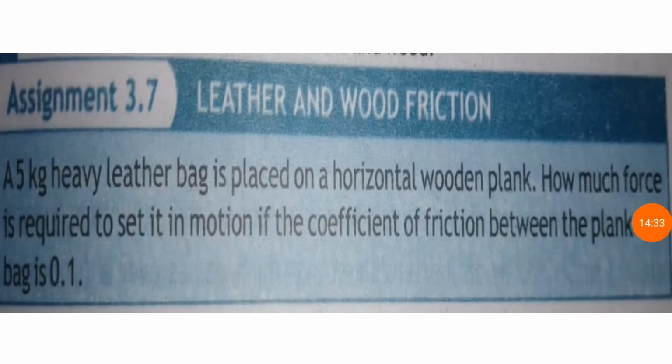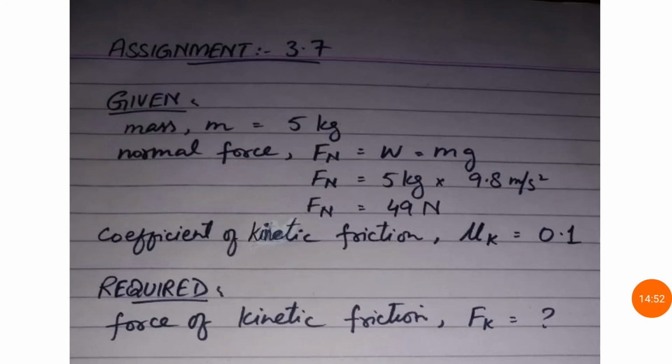Now assignment number 3.7. In assignment 3.7, we have a 5 kg heavy leather bag placed on a horizontal wooden plank. How much force is required to set it in motion if the coefficient of friction between the plank and bag is 0.1? Now we have the given data, that is mass, 5 kilogram.